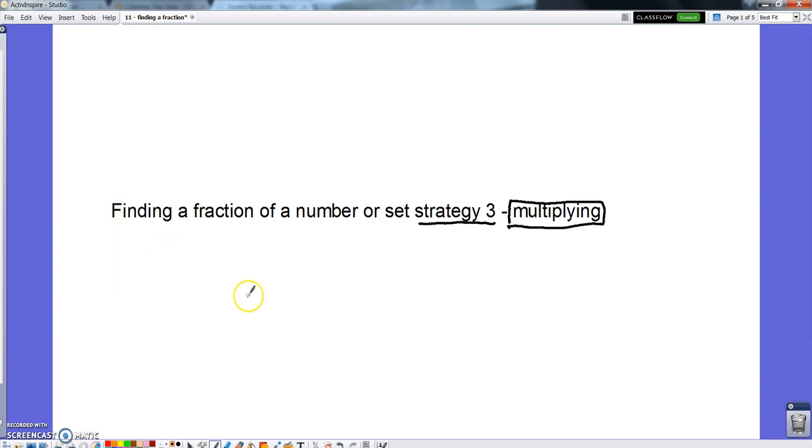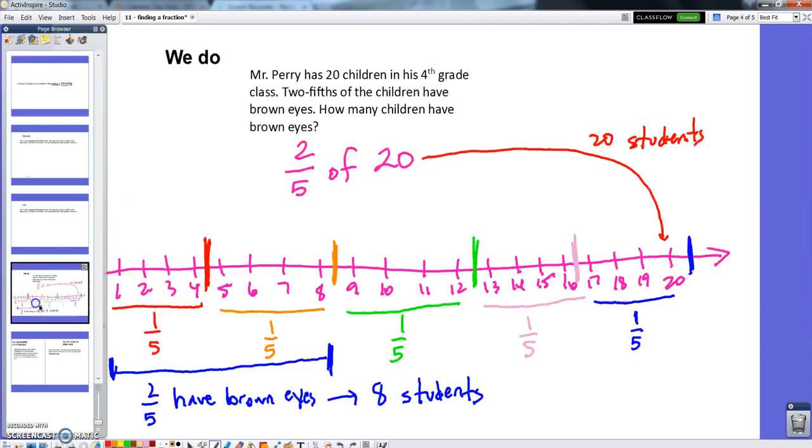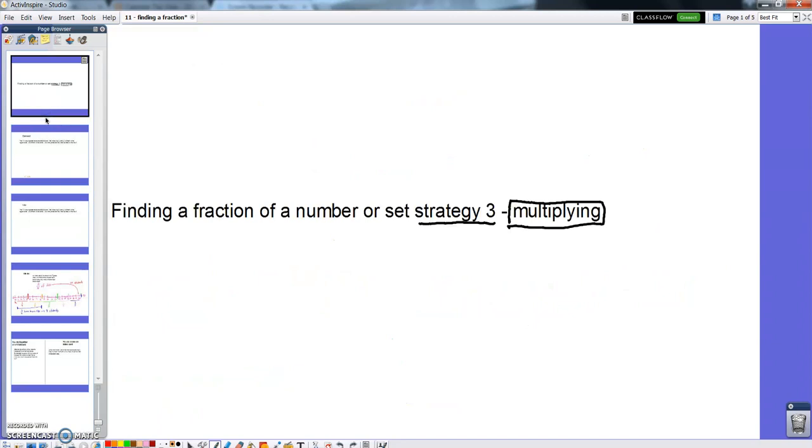We'll work the same example. In your notes, it was this one. Mr. Perry, 12 children, 2 fists have brown eyes. When we get to the we do. But anyway, so go ahead and find that or make a new page for strategy number 3, multiplying.